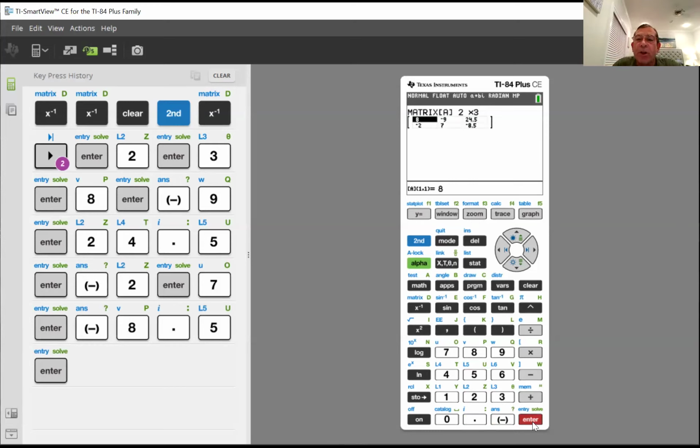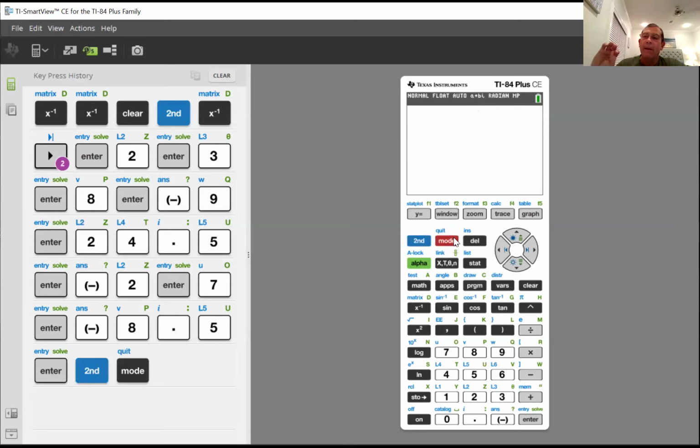And then enter. So hit enter after each one of these. So y'all, there's my 2 equations. My 8x minus 9y is 24.5. My -2x plus 7y equals -8.5. So now I hit the second button and the mode button because I want to quit. But in the calculator, I now have my matrix stored in there, my 2x3 matrix.